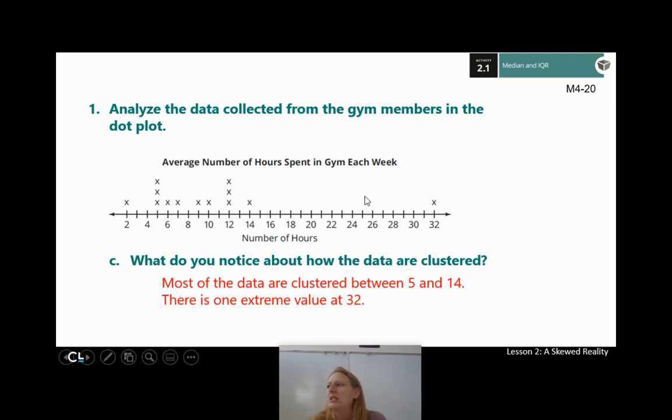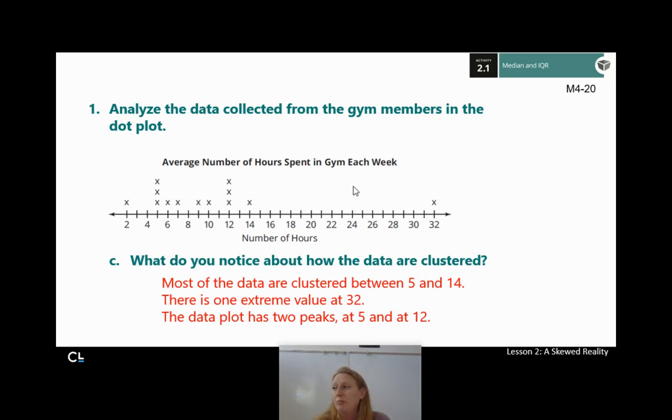But the other thing I noticed is that I kind of have 2 peaks on my dot plot. Do you see that? How I have a peak at 5 hours and a peak at 12 hours. So I'm going to make a note of that as well. That I got 2 peaks going on, which feels a little weird, but it is what it is. People do what they do.